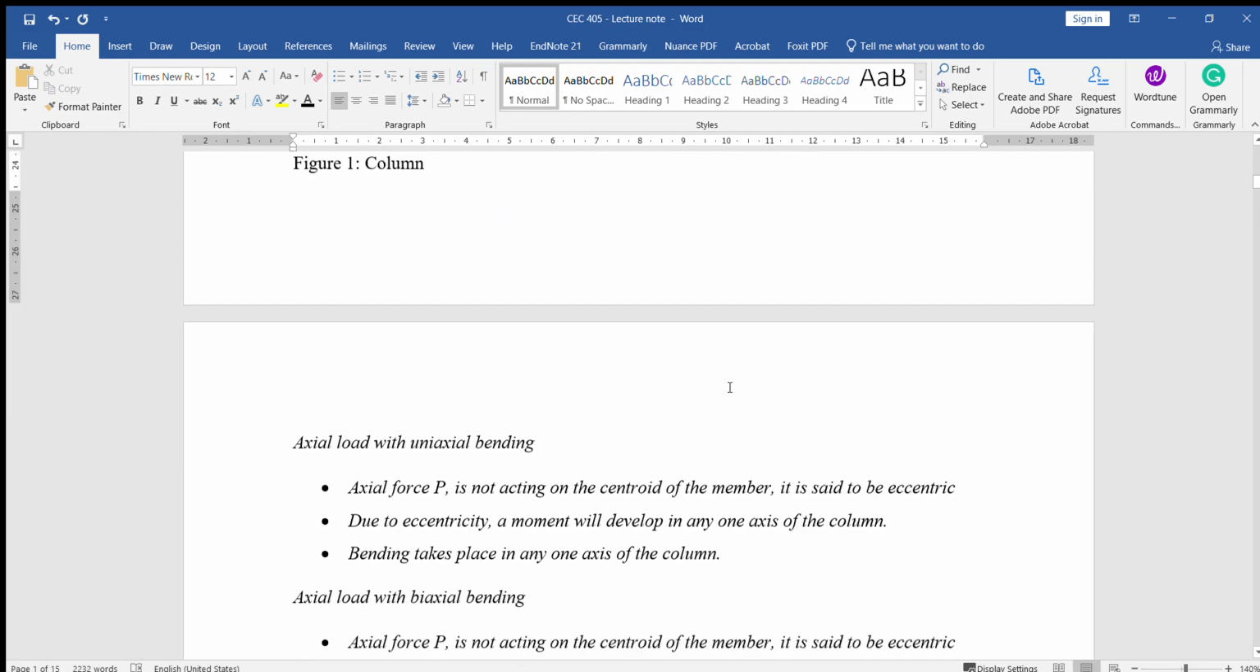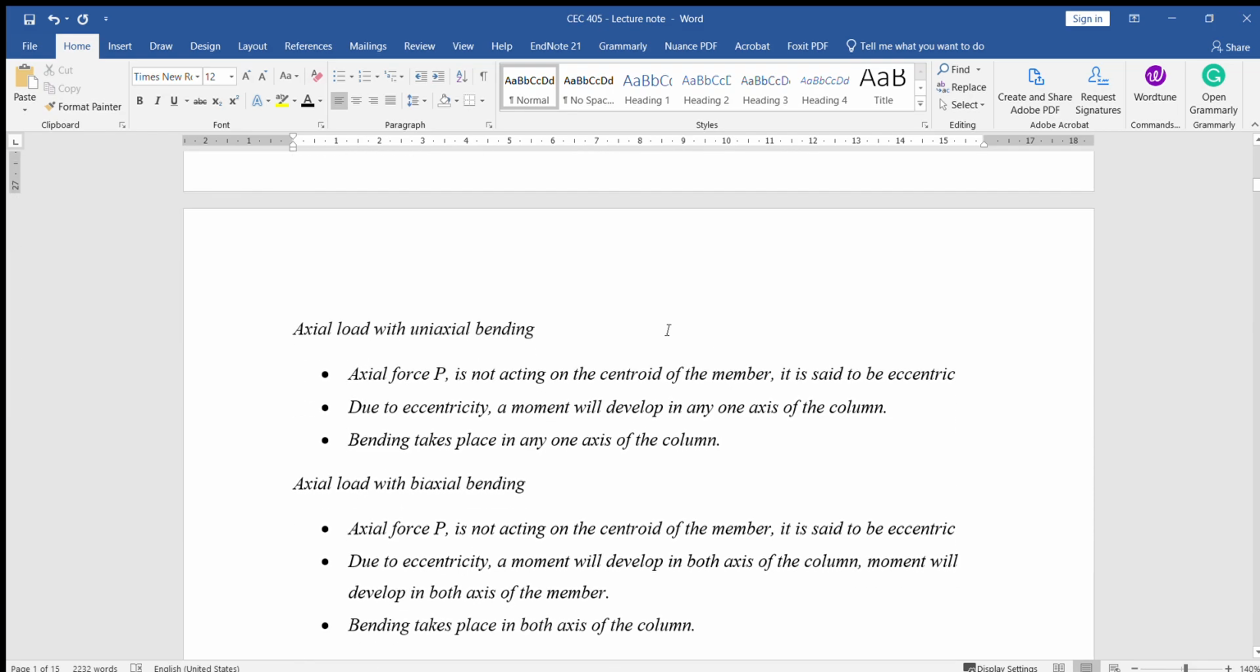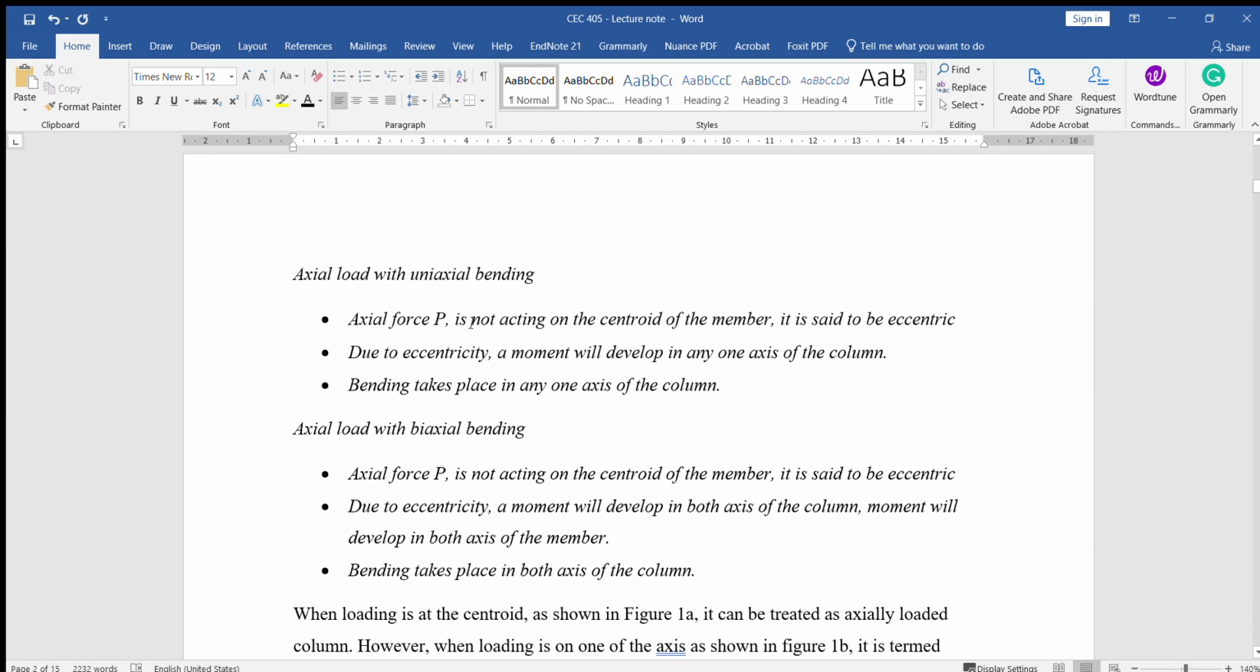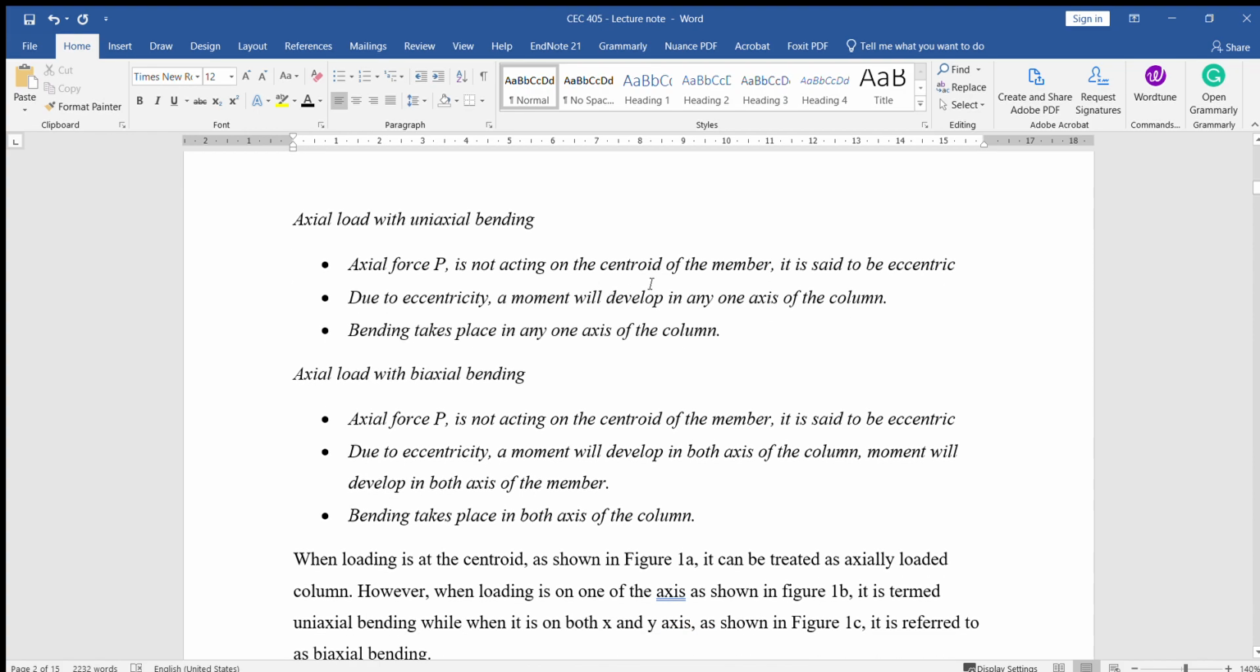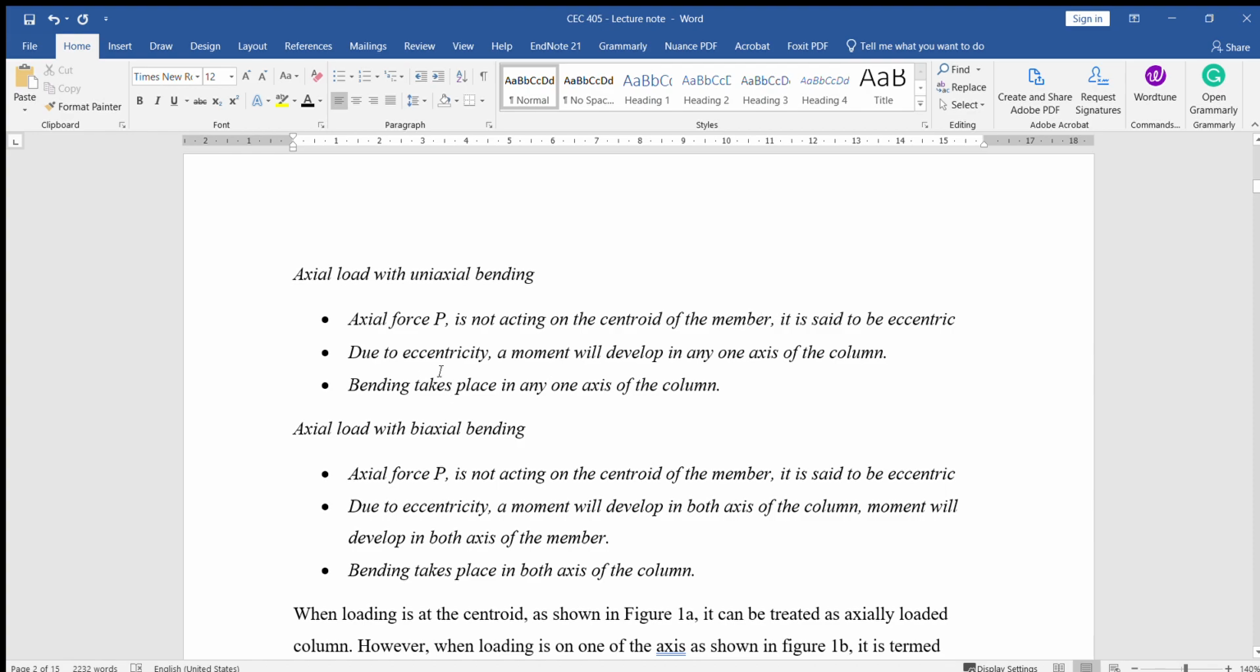Now let me go further. As an axial load with uniaxial bending, axial force P is not acting on the centroid of the member. It is said to be eccentric. Due to eccentricity, a moment will develop in any one of the axes of the column. Imagine somebody carrying a bucket at the side of his head, the bucket will tend to tilt. But when it's balanced at the center of the head, the bucket will stand.